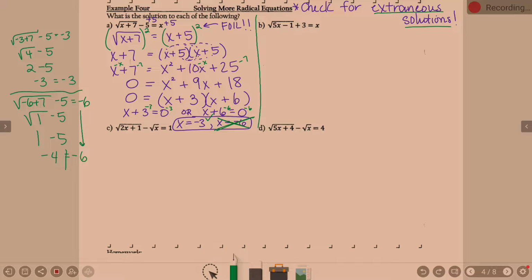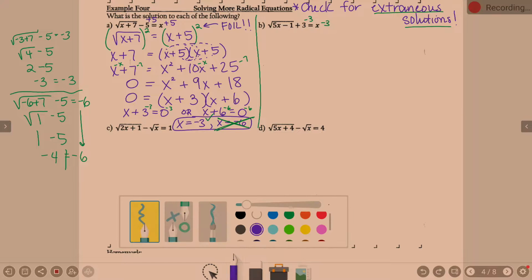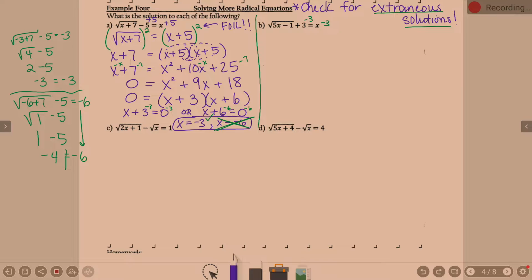So the first thing I'm going to do is move the 3. How do I move a plus 3? We subtract it. So I'm going to have square root of 5x minus 1. My 3's are going to cancel. And on the right, what is x minus 3? It is x minus 3.